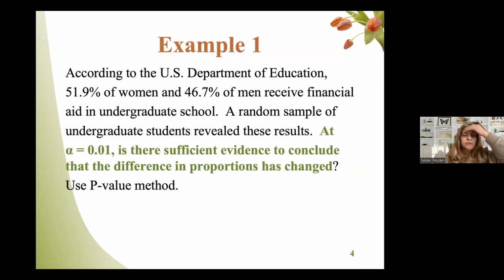Let's look at an example. According to the US Department of Education, 51.9% of women and 46.7% of men receive financial aid in undergraduate school. A random sample of undergraduate students revealed the following result. I will show you in a minute. At alpha equal to 0.01, is there sufficient evidence to conclude that the difference in the proportions has changed? Use the p-value method.